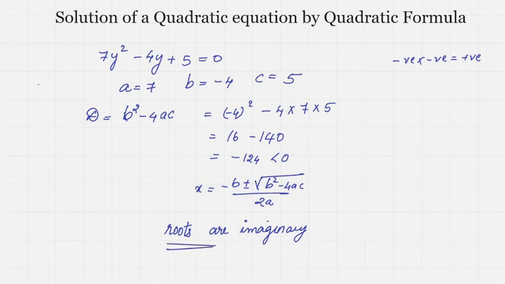So these are the three cases that we can say based on d. If d is less than 0, our roots will be imaginary. If d is equal to 0, we will have equal roots, and if d is greater than 0, we will have distinct and real roots.